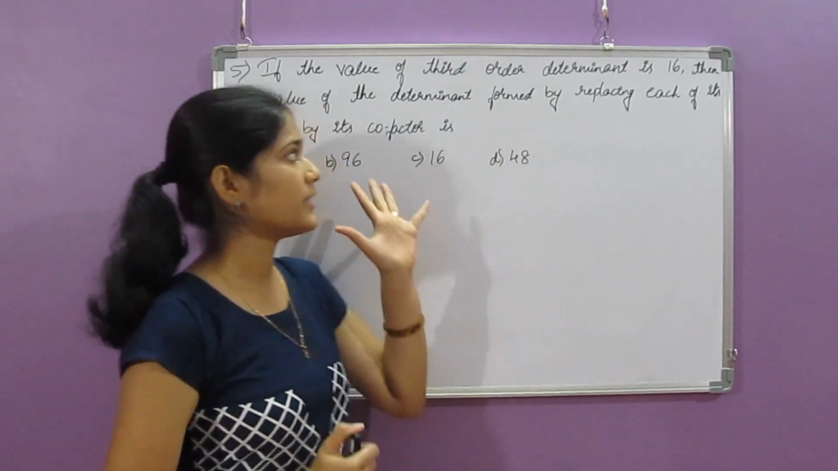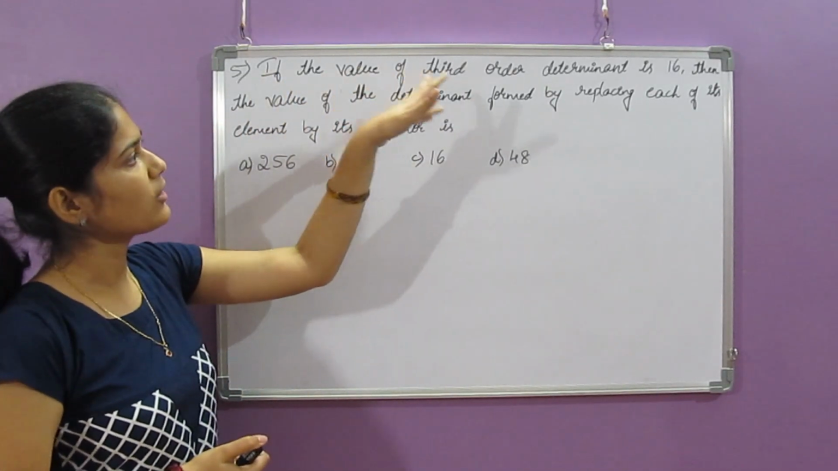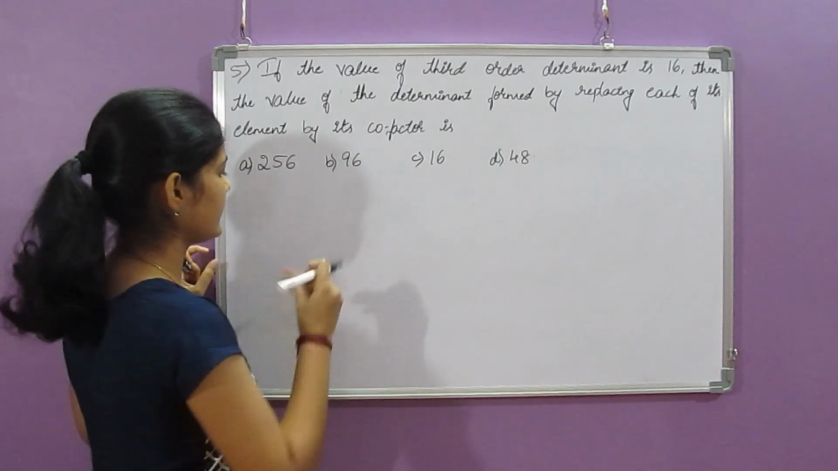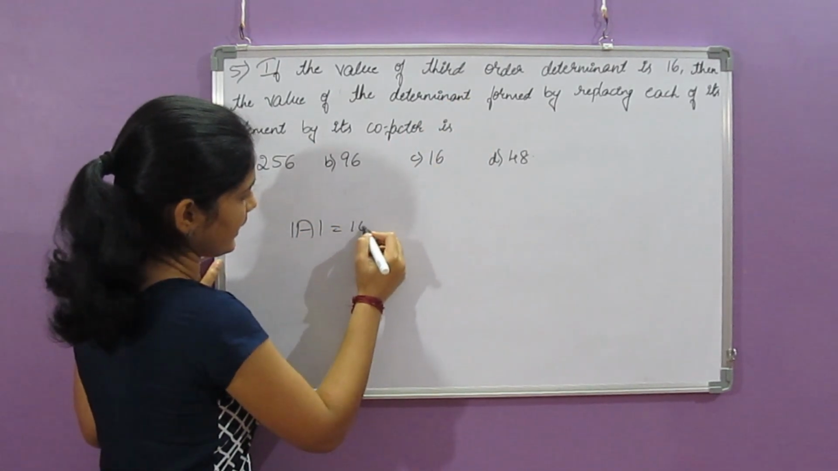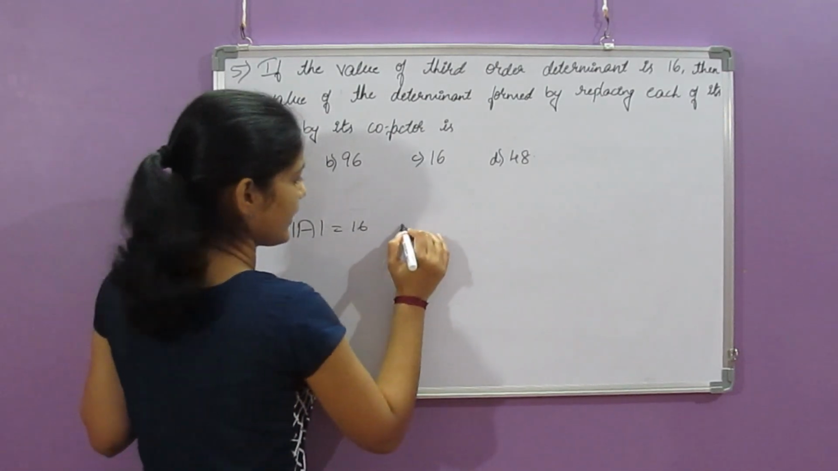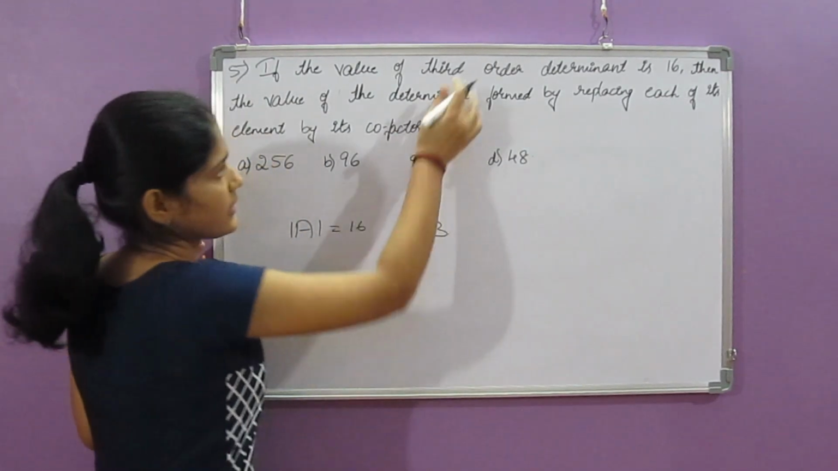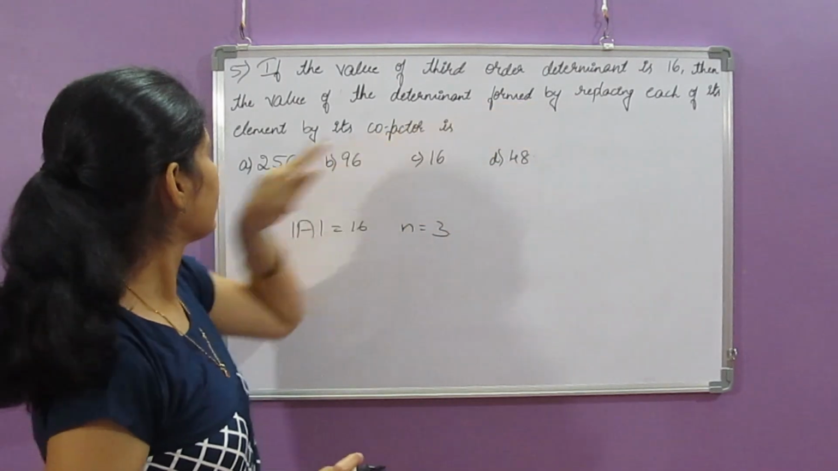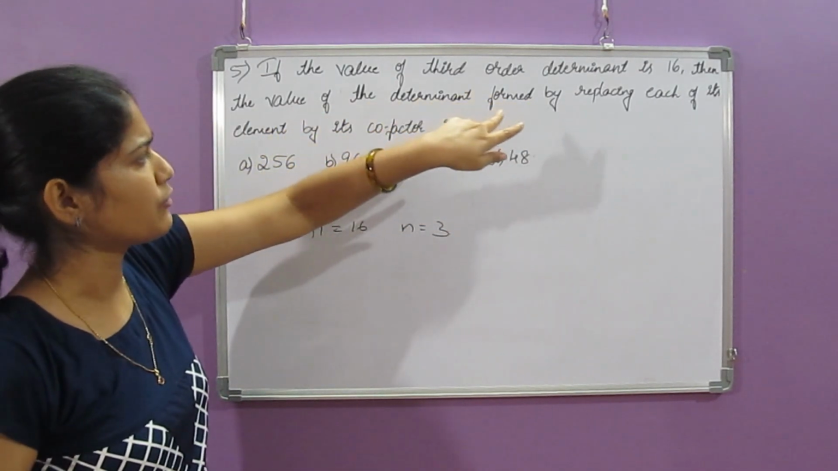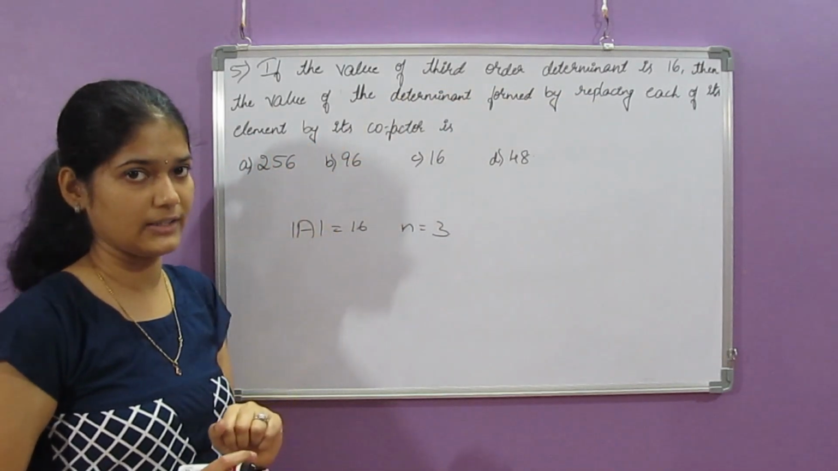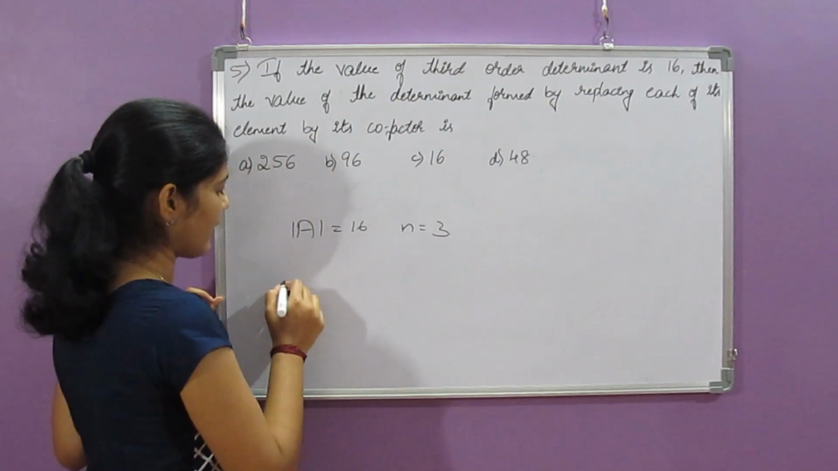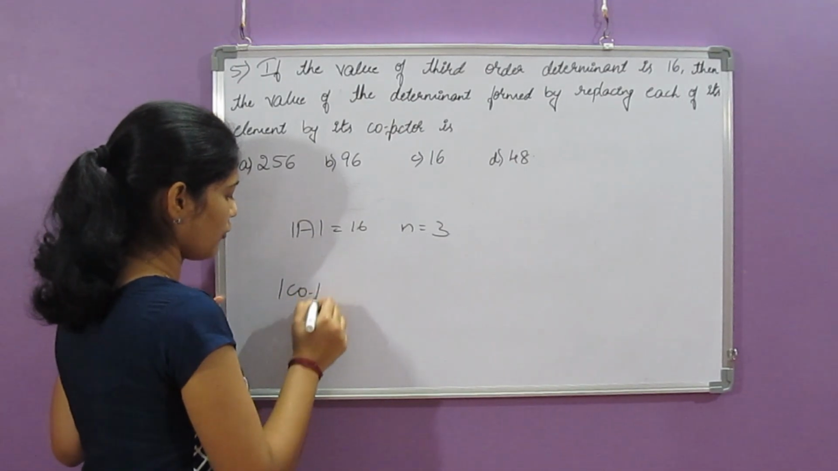In this problem they have given, if the value of third order determinant, meaning determinant of some matrix A, is equal to 16 and the order is given. Order means n is equal to 3. Third order means n is equal to 3. Then the value of the determinant formed by replacing each of its elements by its cofactor. That means we have to find the determinant of cofactor of A.